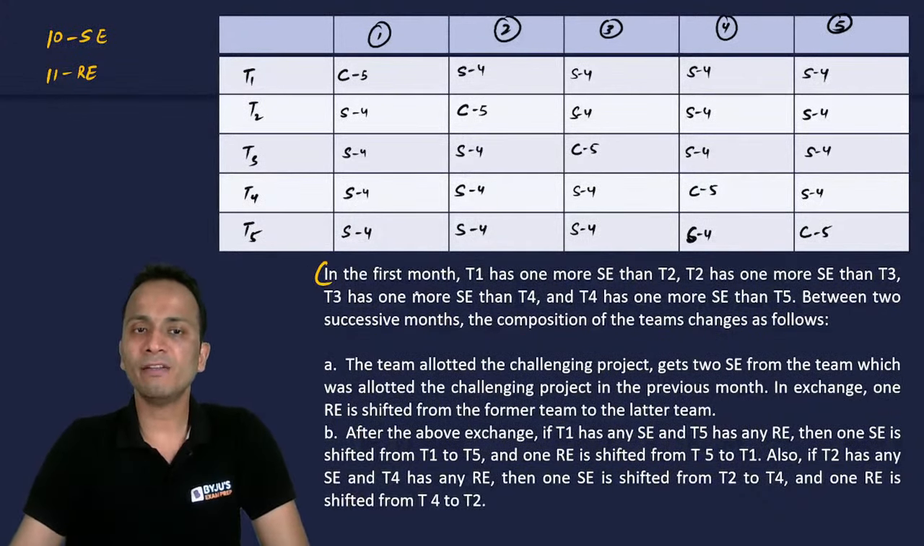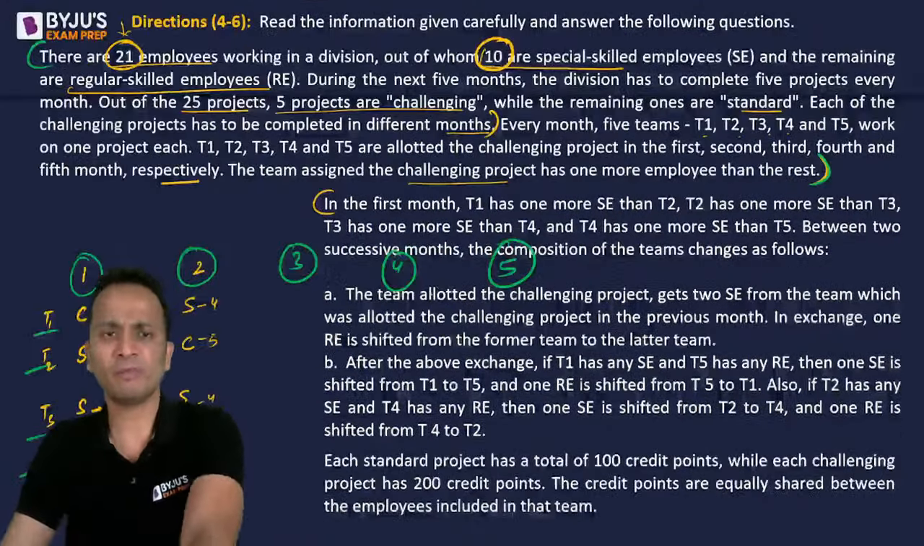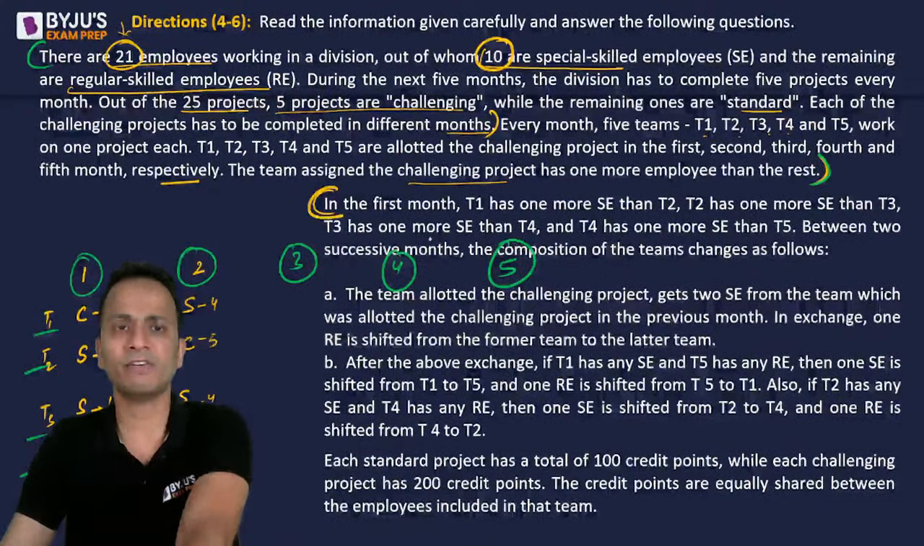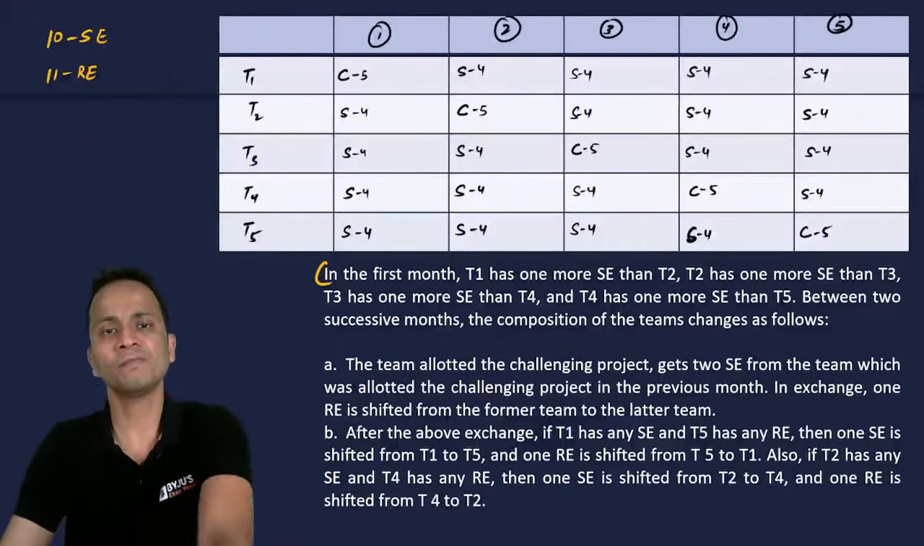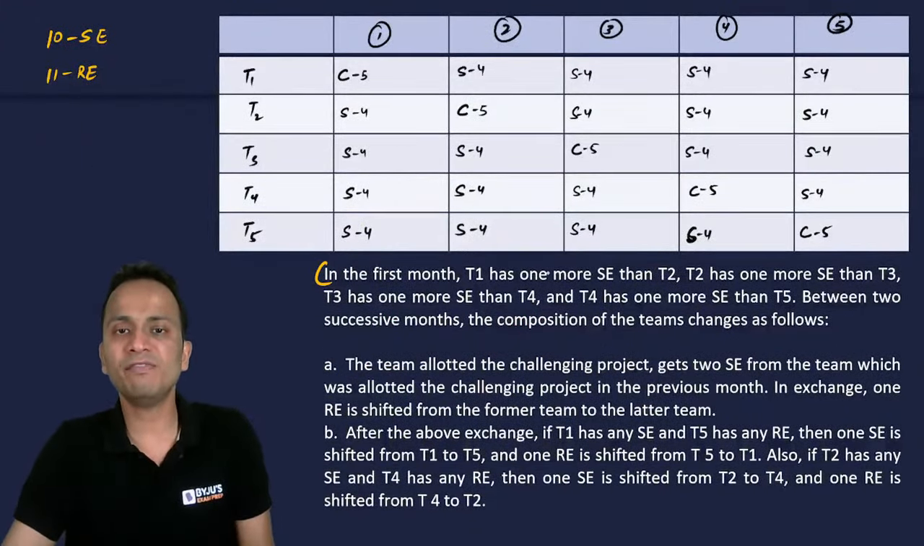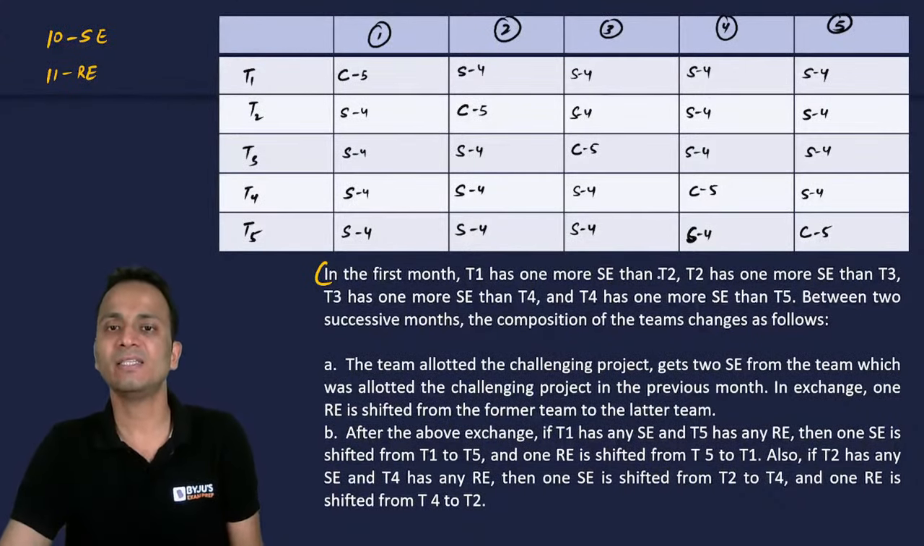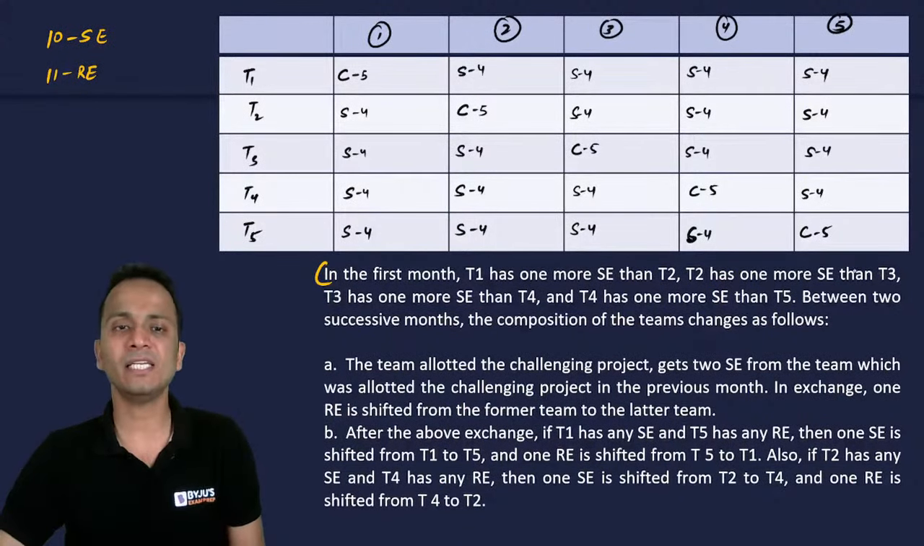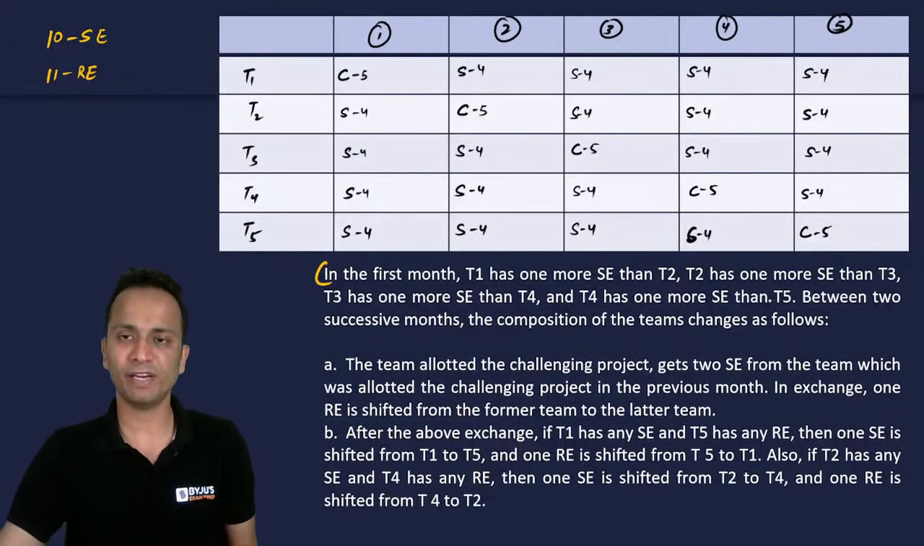Now they are saying in the first month, so same information is there. यहाँ पे जो लिखा था in the first month, so I've copied that information. So in the first month, T1 has one more SE than T2. Okay, SE की बात हो रही है तो T1 has one more SE than T2. T2 has one more SE than T3. T3 has one more than T4 and T4 has one more than T5. T5 का पता ही नहीं कितने हैं. Between, okay, so अब SE total 10 है.